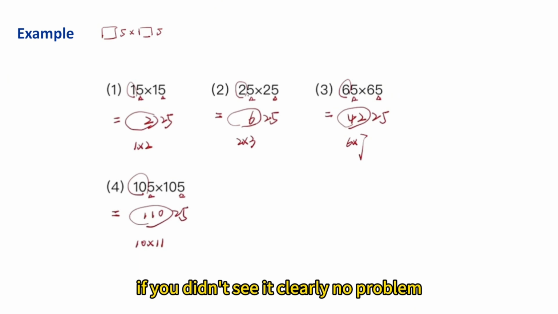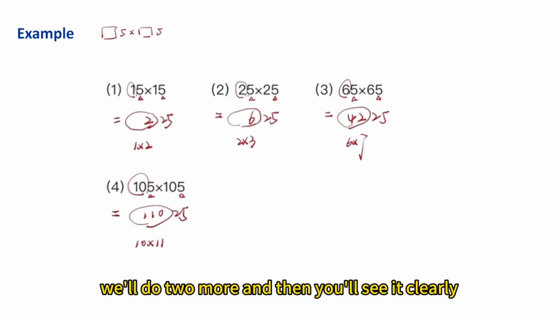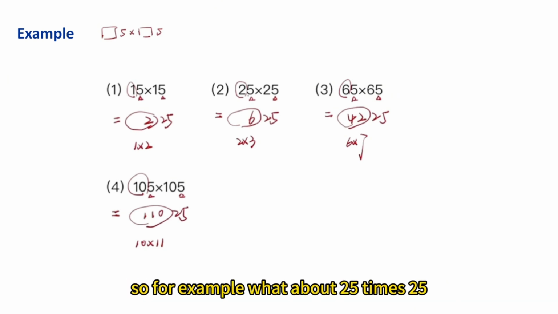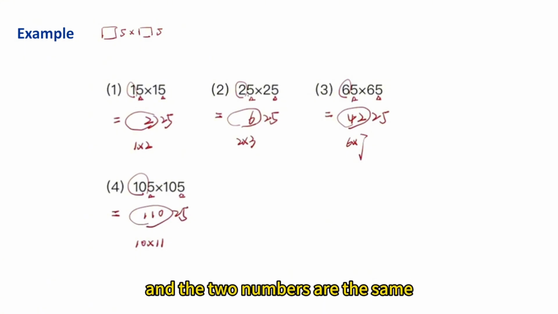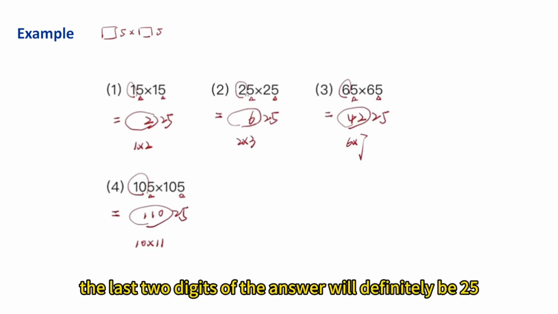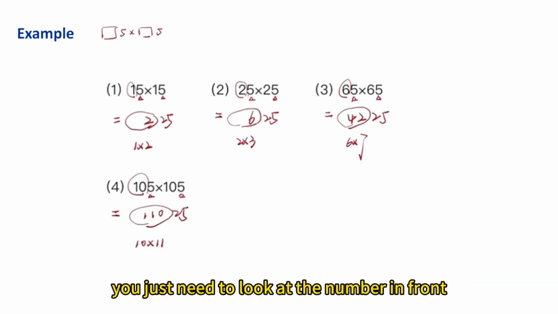If you didn't see it clearly, no problem. We'll do 2 more, and then you'll see it clearly. So for example, what about 25 times 25? You see the last digit is a 5, and the 2 numbers are the same. In that case, the last 2 digits of the answer will definitely be 25. You just need to look at the number in front.